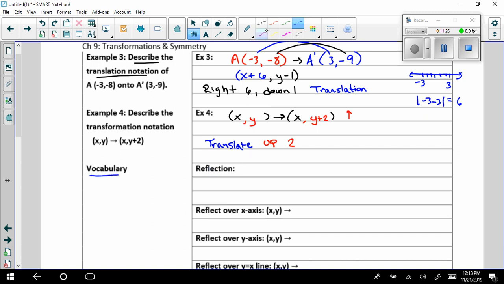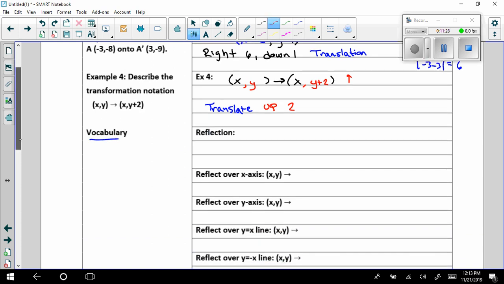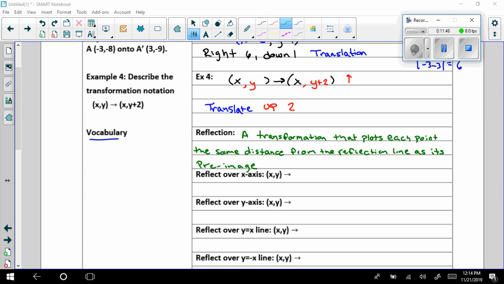Okay. So then we go into reflections, which is again a rigid transformation, meaning that we're not going to change the size of our shape. So when we reflect something, it's a mirror image. If you think about your reflection in the mirror, unless it's one of those crazy wacky mirrors, it doesn't change your shape. Okay, so a reflection is a transformation that plots each point the same distance from the reflection line as its pre-image.